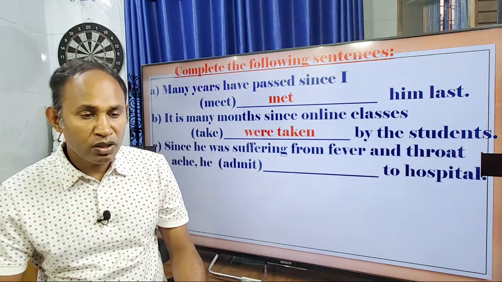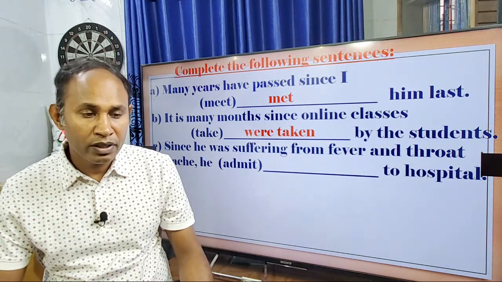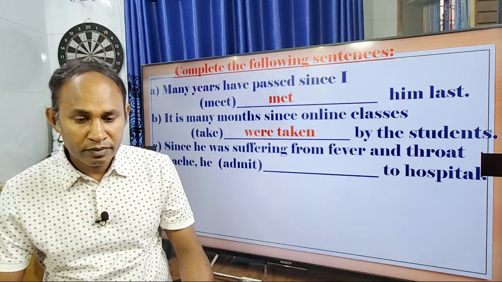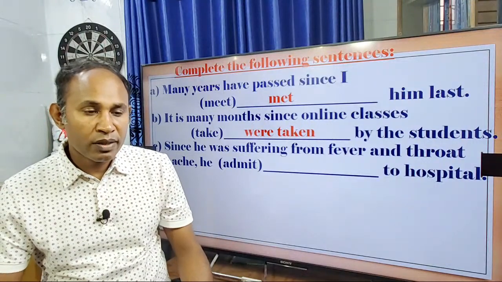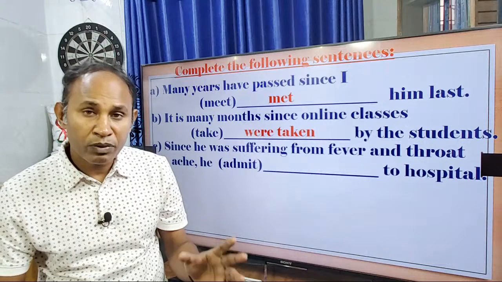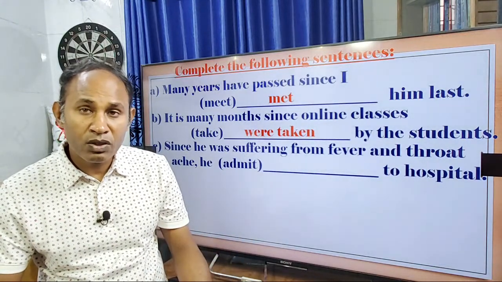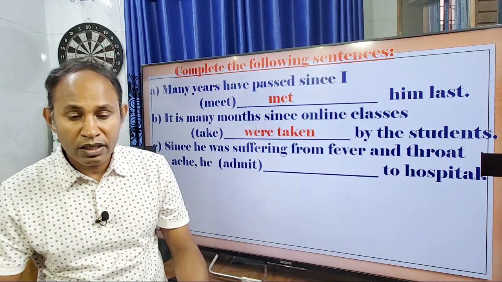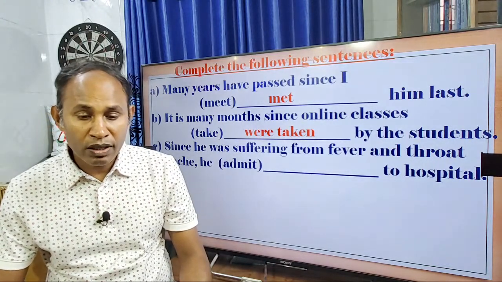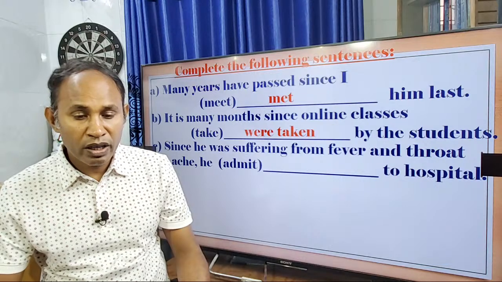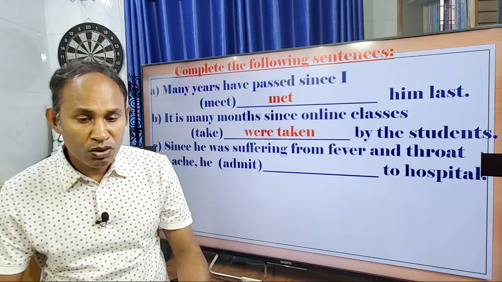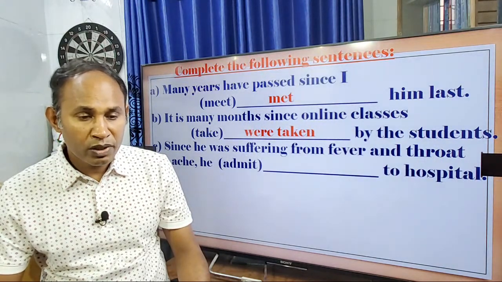Good, congratulations. So there you see, since he was suffering from fever and throat ache, he admitted to hospital. Okay, and here you see, be careful about the verb whenever you are using, about the active and passive form of the verb. You have to be very careful, alert enough, and the subject verb agreement as well. So Shaun, you are writing the answer, were taken. Maimuna, you are writing, were taken. And this is for your question number 3, that's good. So write on question number C.